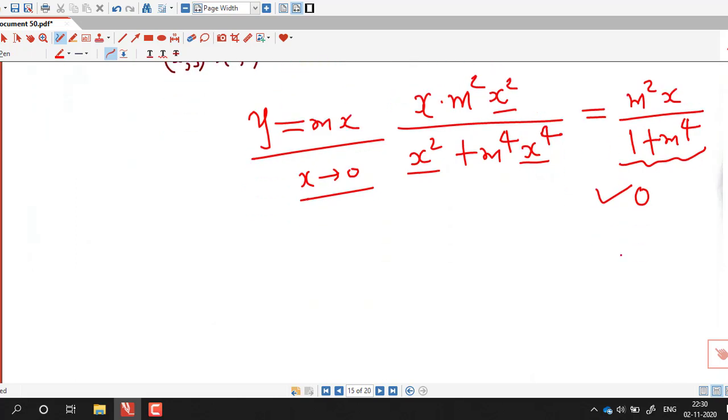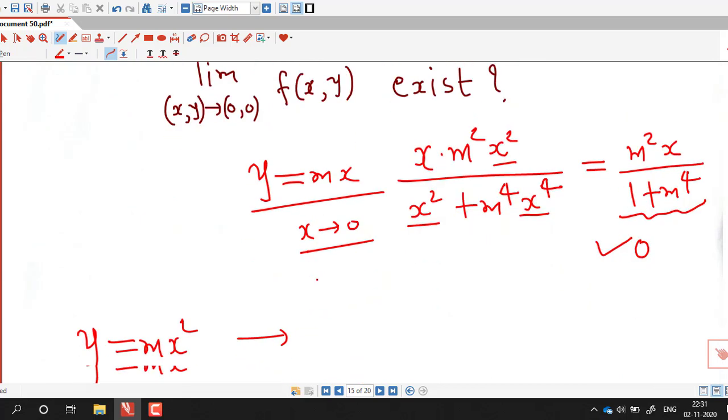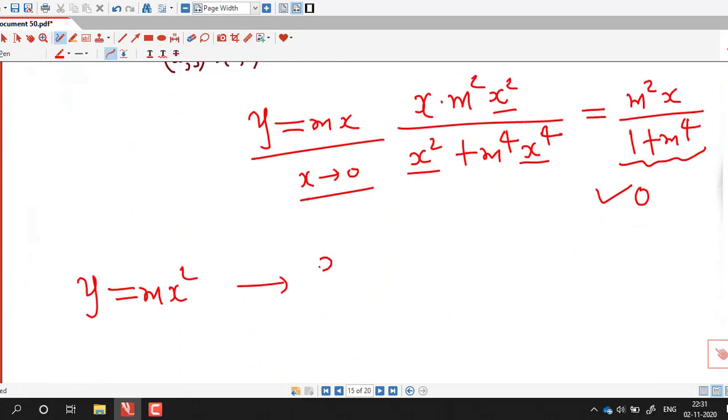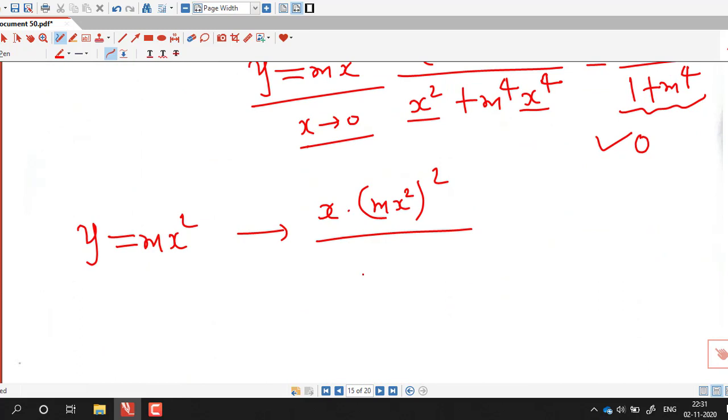Now we have to try y equal to m into x square. So let us try along this path. In the numerator we have x into y square, and in the denominator we have x square plus y raised to 4.